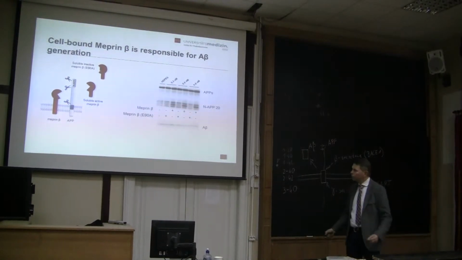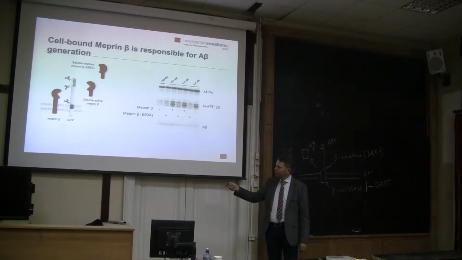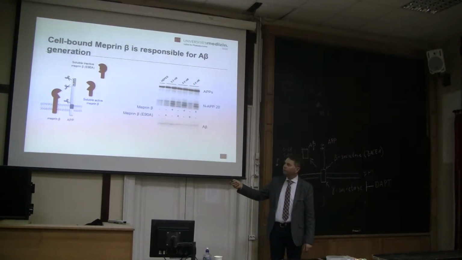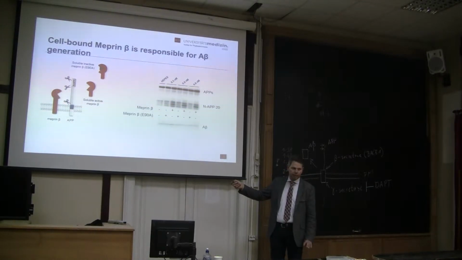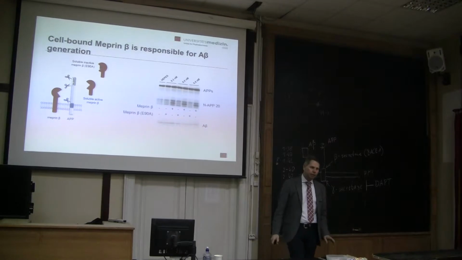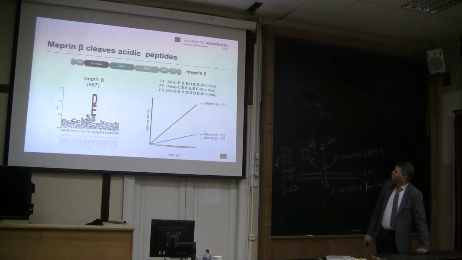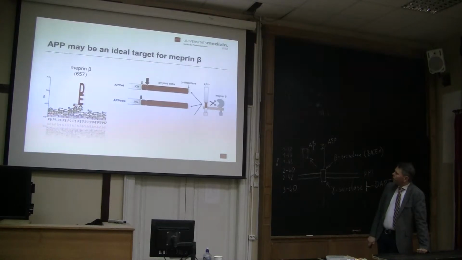So from that we concluded, okay, as long as meprin is within the membrane, and APP is within the membrane, then it might act as an enzyme here and can cleave there. But as soon as it's soluble, no function on Aβ generation. So, I told you that already.